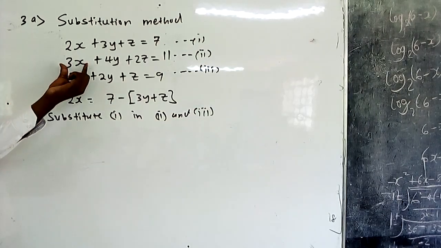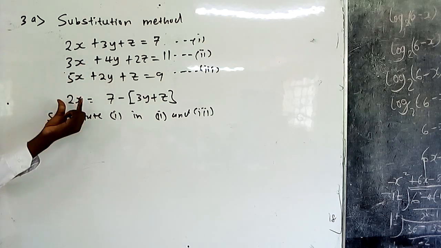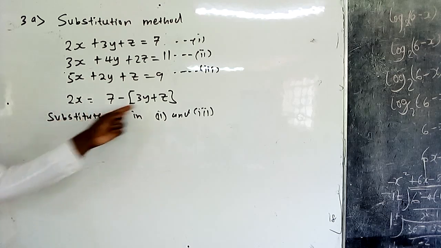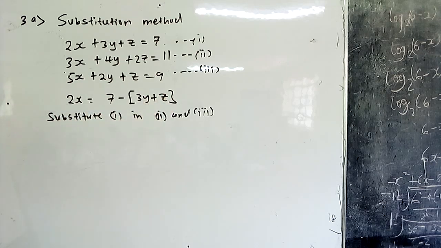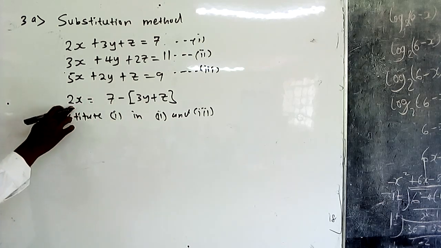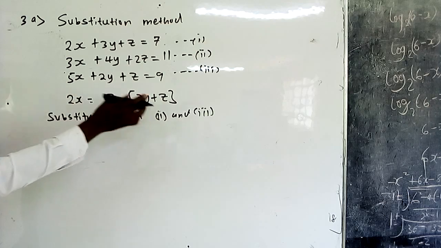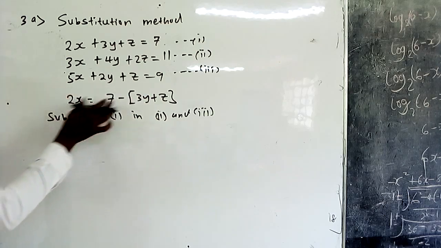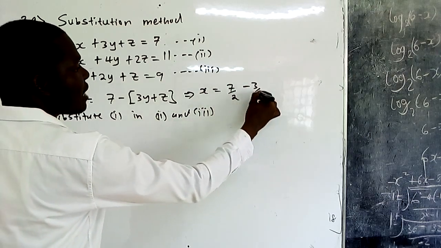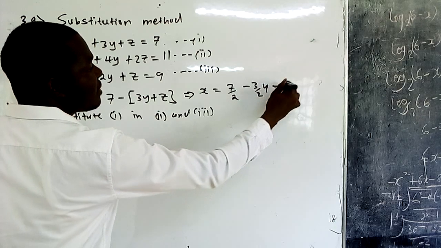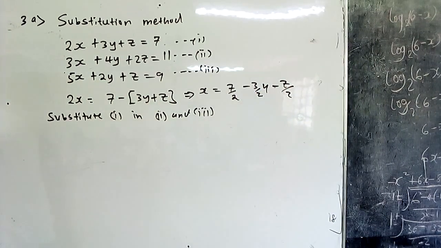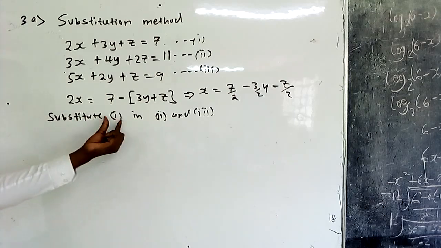So here, x, remember, 2x is 7 minus 3y plus z, meaning x is a half of that, isn't it? Are we together? X is a half of this, meaning you divide both sides of the equation by 2. So when you simplify this, it implies x is 7 over 2 minus 3 over 2y minus z over 2. If you divide both sides by 2, negative into positive is negative, isn't it? So substitute 1 in 2 and 3.